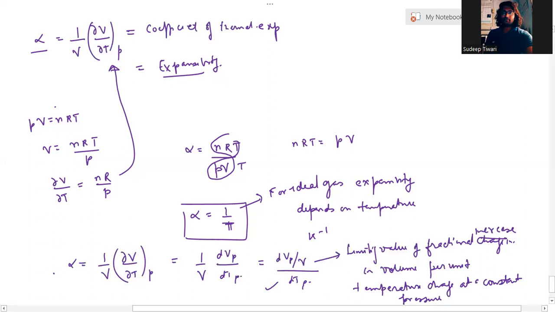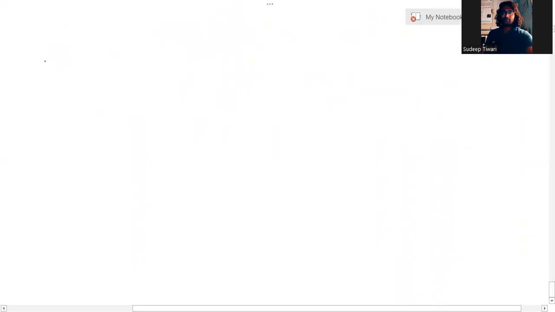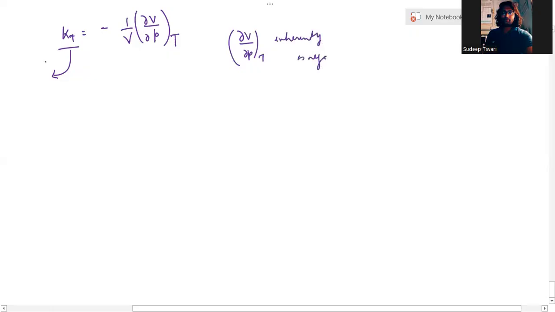Then what is isothermal compressibility, defined by kappa T? If you remember, I've already told you why the negative sign is there. It is minus 1 upon V del V upon del P at a constant temperature. This is called the coefficient of isothermal compressibility because isothermal means temperature is constant. The negative sign is there because whenever volume decreases, pressure increases. So del V upon del P is inherently always negative, and we apply a negative sign so that we get this coefficient as positive.